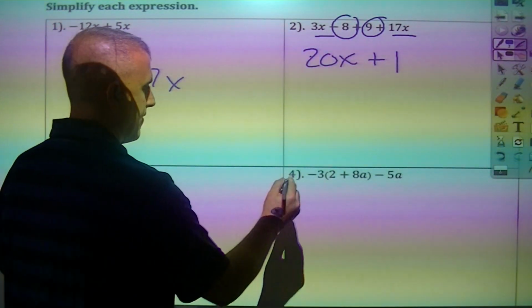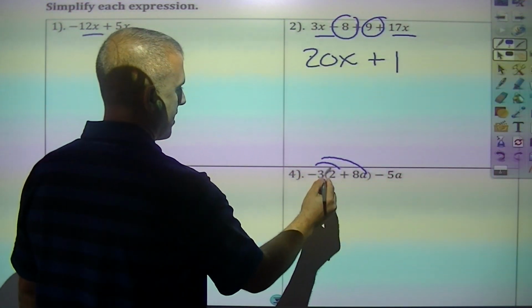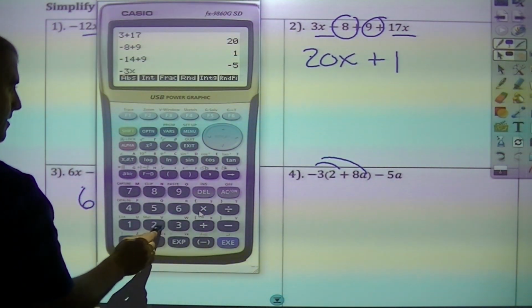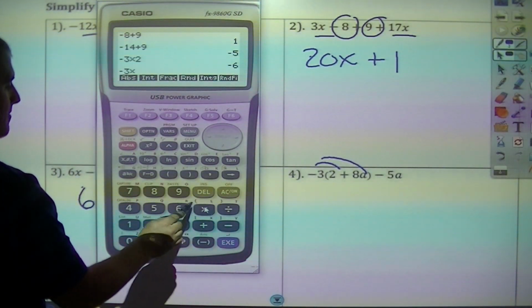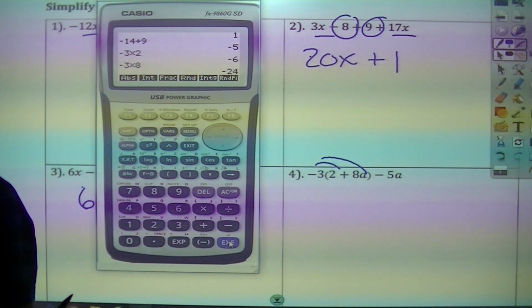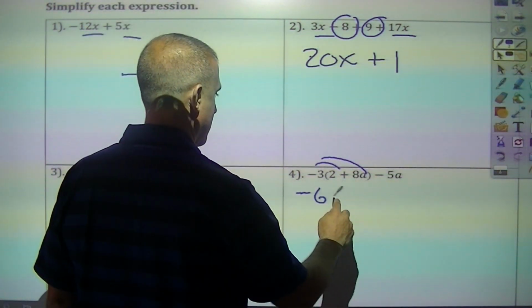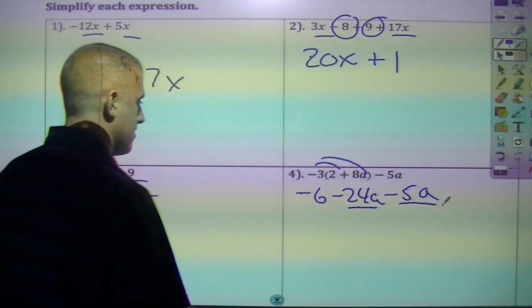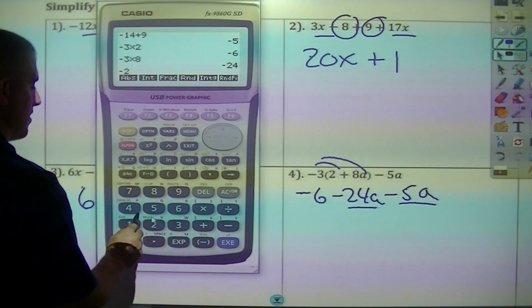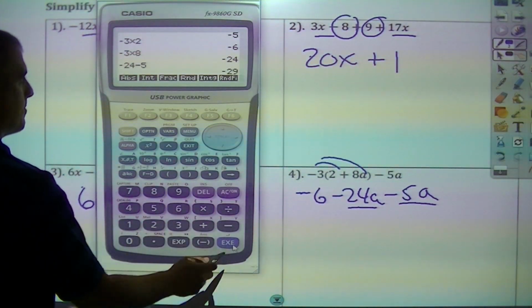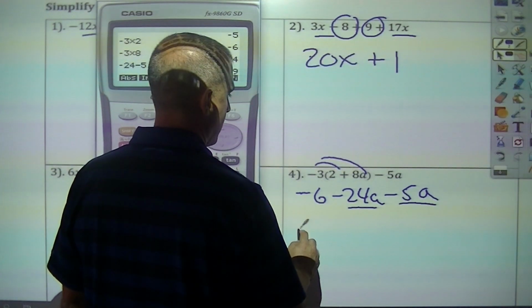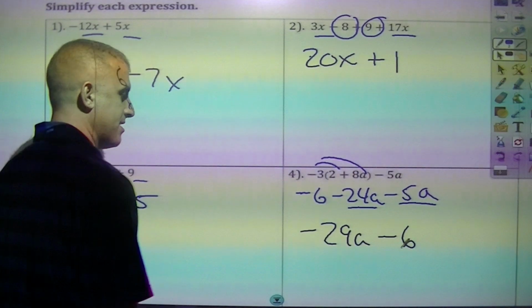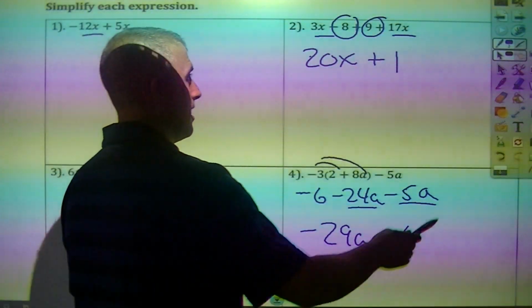Here you have to distribute. So negative, that's multiplication. So I got negative 3 times 2, negative 3 times 8a. So I got negative 6 and negative 24a. Now, the like terms here are here and here. So I got negative 24 minus 5. I just type in the numbers like I see them. So I got negative 29a minus 6. You could also write it as minus 6 and negative 29a.